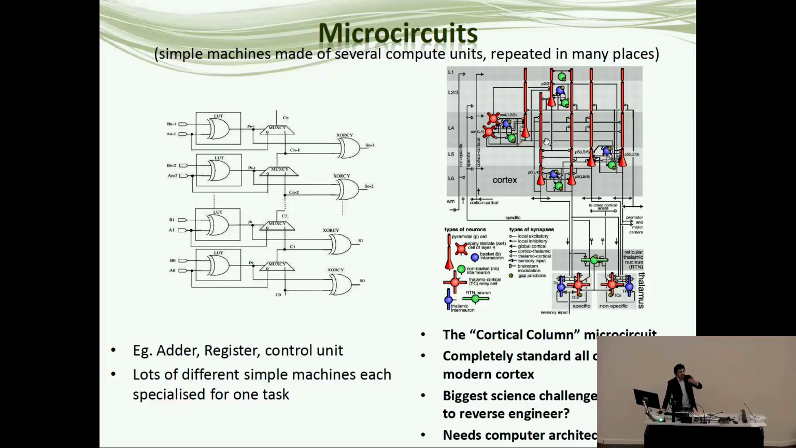If you cut through that sheet, you then see there are 6 layers of cortex, and each layer has a different kind of set of neurons in it. And we know something about the types of these neurons, and we know something about their connectivities. There is a structure here that looks similar to the simple machines we build in Logisim and so on.